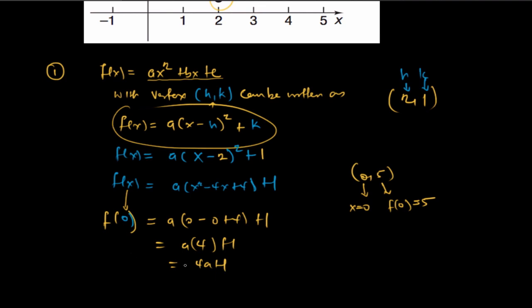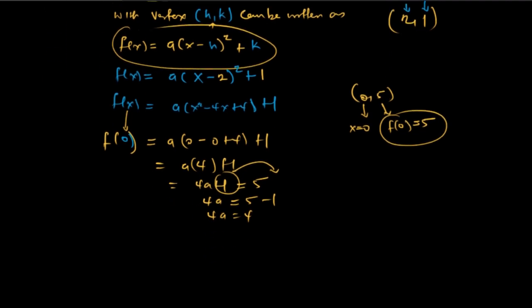So f of 0 equals 4a plus 1, and we know f of 0 equals 5, so this should be equal to 5. If 4a plus 1 equals 5, we subtract 1 from both sides, so 4a equals 5 minus 1, and then you have 4a equals 4. To find the value of a, we divide both sides by 4, so you have a equal to 1.